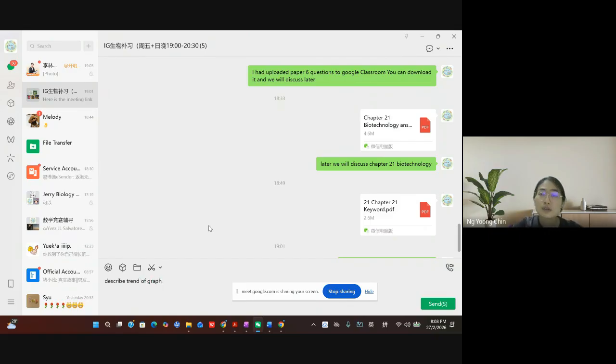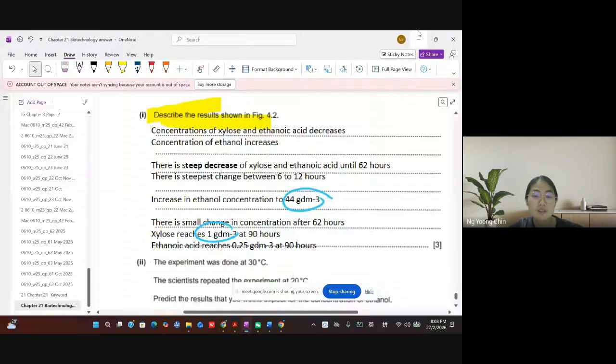So describe the trend of the graph. Either the graph is increasing, or decreasing, or even a plateau. Okay, we don't plateau. Around that. Or reduce. So you just need to include your result, and then you can compare between the xylose and ethanol acids.